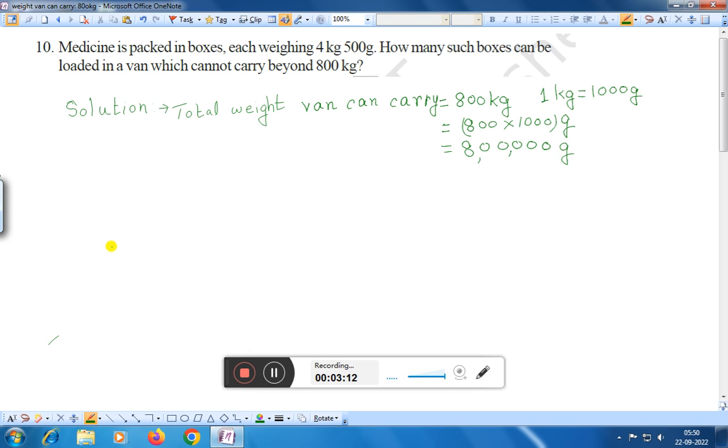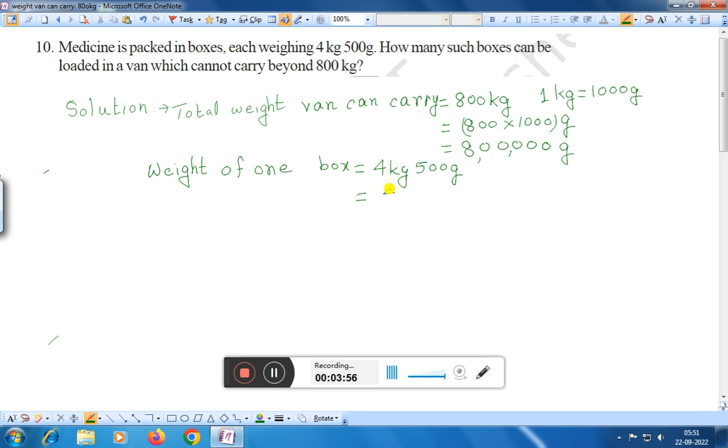Now, each weighing 4 kg 500 gram. That means the weight of one box is equal to 4 kg 500 gram. We convert this into gram.